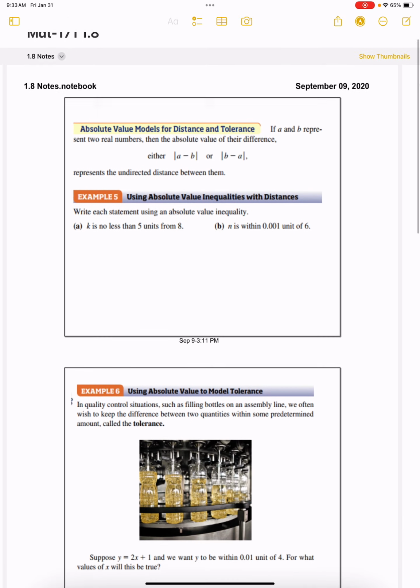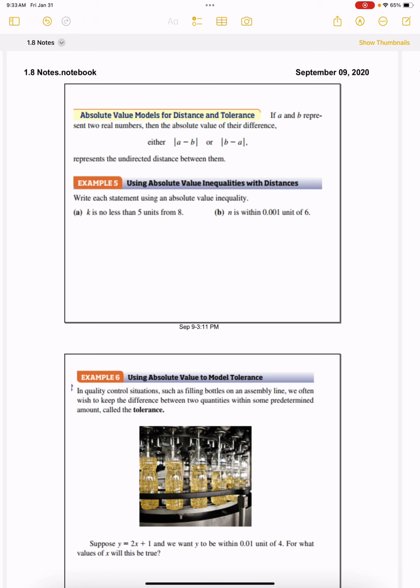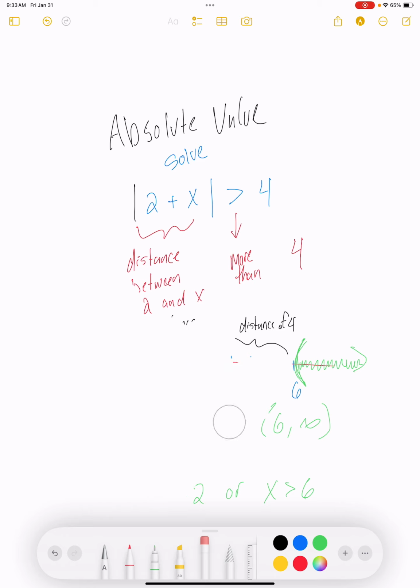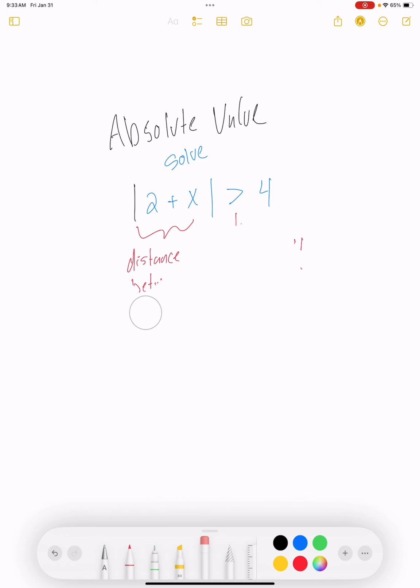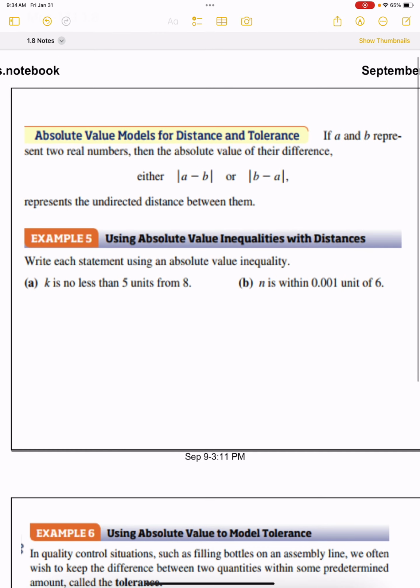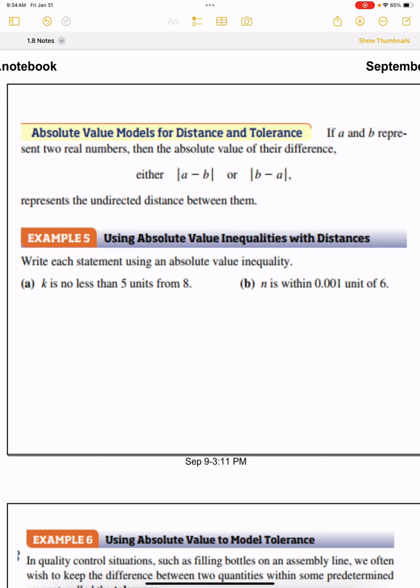But what about when we're talking about absolute value word problems? So let me erase this stuff real quick. All right. So now first it's talking about either A or B, right? Or I'm sorry, either the absolute value of A minus B or the absolute value of B minus A. Since it's a distance, like I was saying a minute ago, it doesn't matter how it's written.